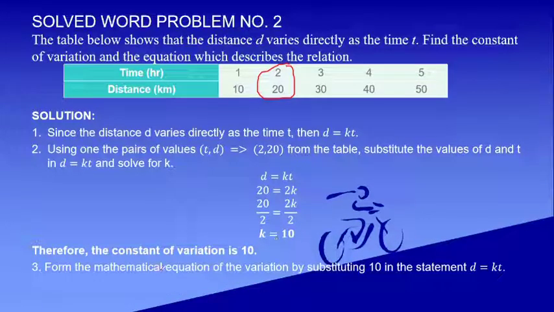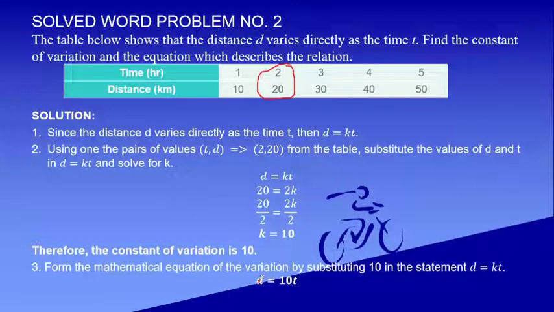Next, form the mathematical equation of the variation by substituting 10 in the statement d equals kt, then which will be equal to d equals 10t. This is your equation of variation.